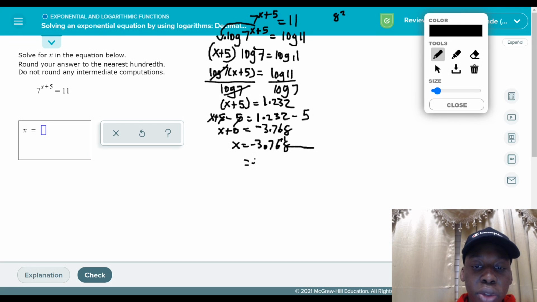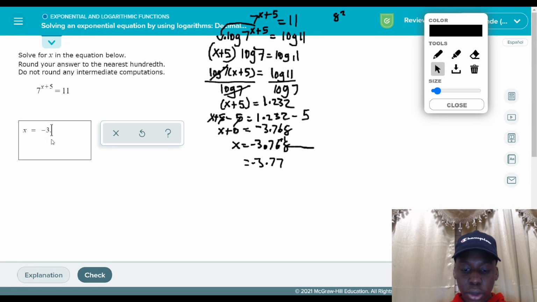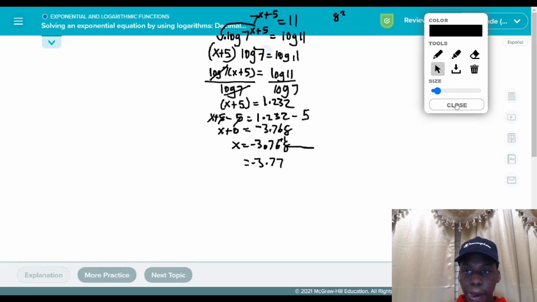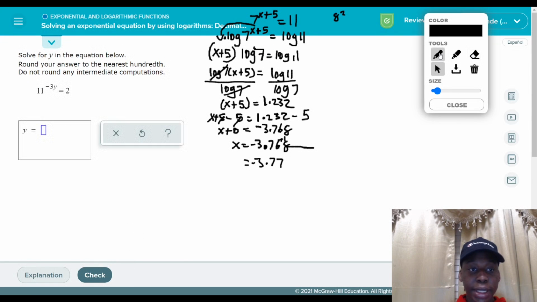So this equals minus 3.77. Okay, so that should be the answer. 0.77. Check that. Yeah. Okay, so let's look at more practice. We're going to apply the same concept we used in the previous question, in this question.